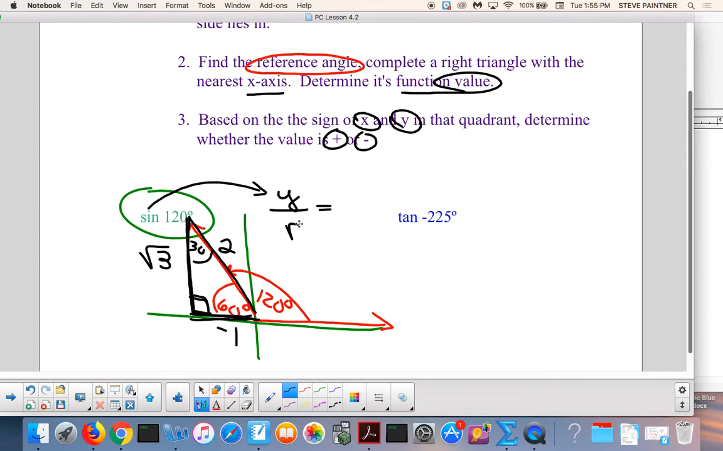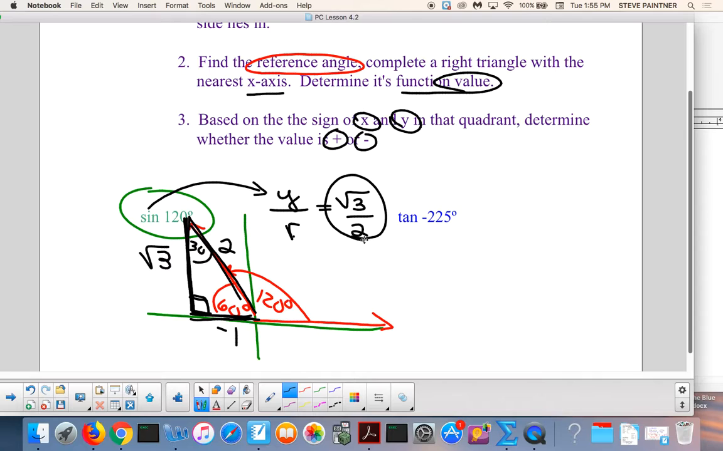Right? Okay. Y is what? Square root of 3. R is what? 2. Oh, there it is. How come it's positive? It's because the y value is positive and the radius is always positive. Positive over positive.